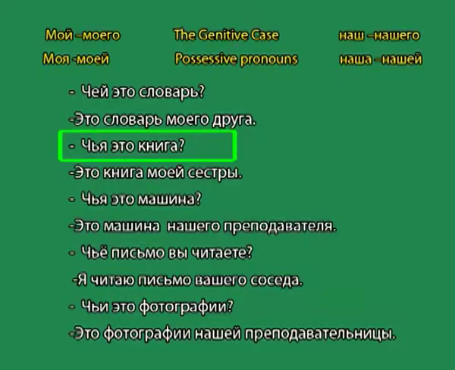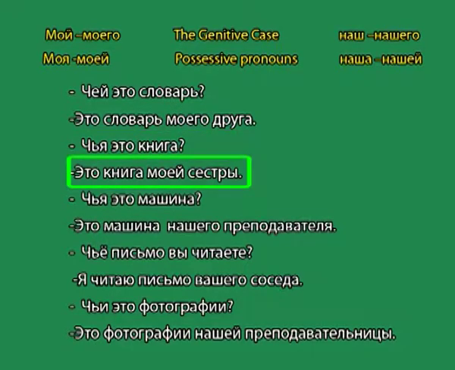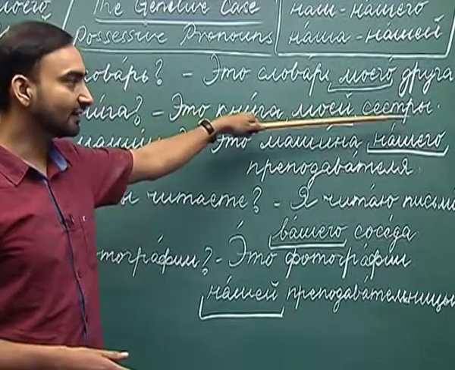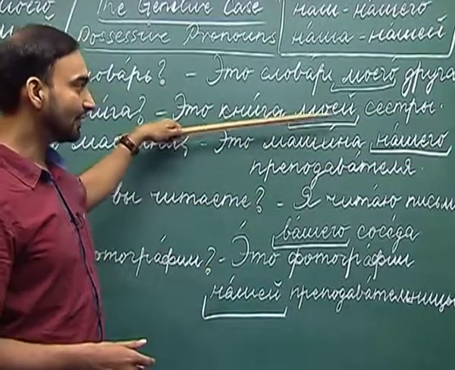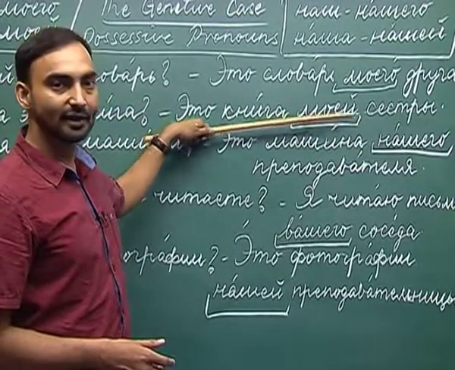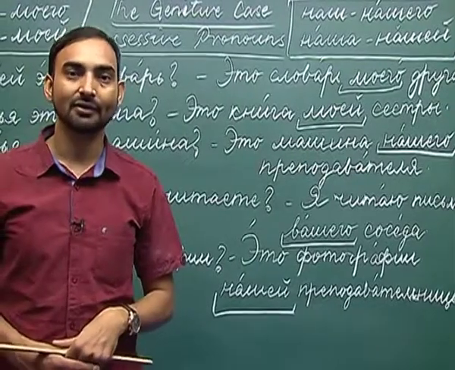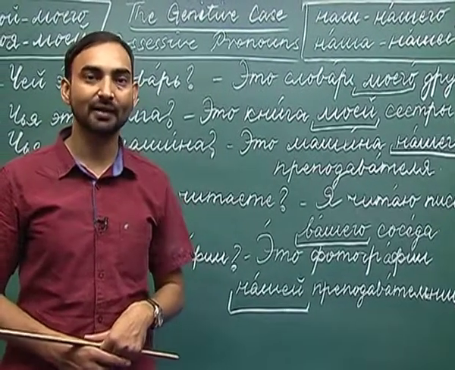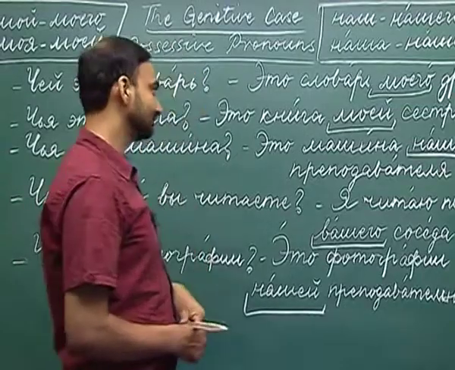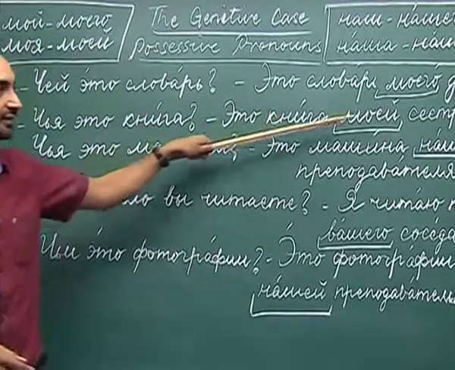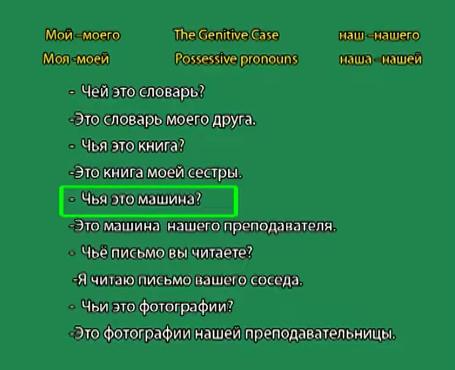Next question. Чья это книга? Whose is this book? Это книга моей сестры. So, сестра is feminine. That is why we have used моей. Моей has come from моя. So, nominative моя changes to моей in the genitive case. Это книга моей сестры.